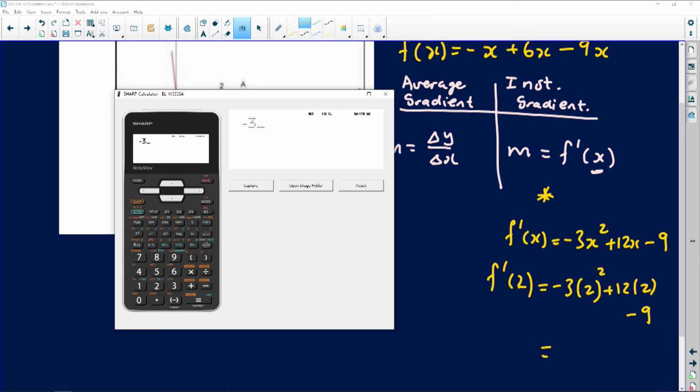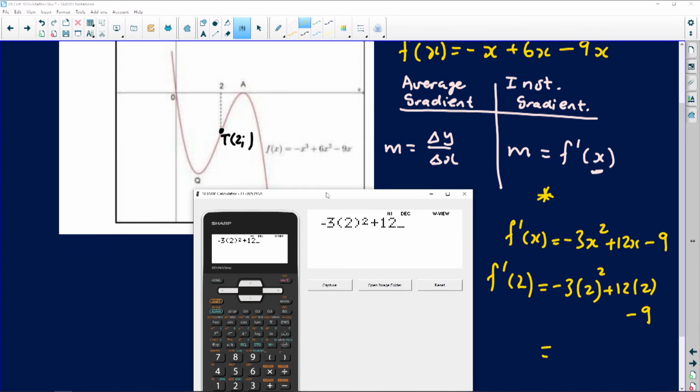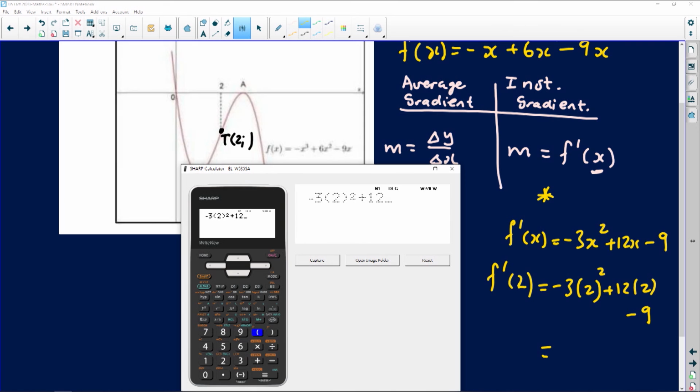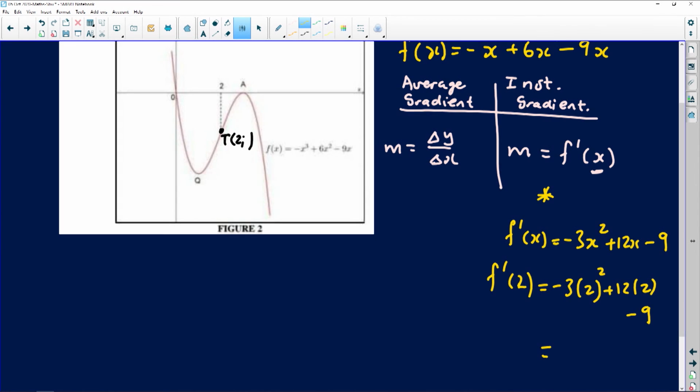So we've got negative 3 into, we've got an x value of 2 because we're looking for the gradient when x is 2, squared, plus 12, all right? Plus 12 into 2, close brackets, and then the last thing that you're dealing with here is minus 9. Then 10-fold us, we end up with a gradient of 3. So the gradient is definitely going to be 3, and that will be the solution to this very beautiful question.